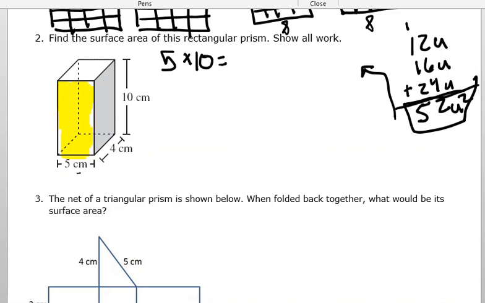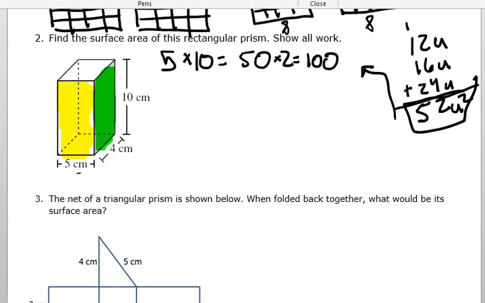So 5 times 10 is going to give me 50, okay? But I have 2 of those. And so since I have 2 of those, I'm going to multiply that by 2, which is going to give me 100. All right, and then I'll take a look at this part.